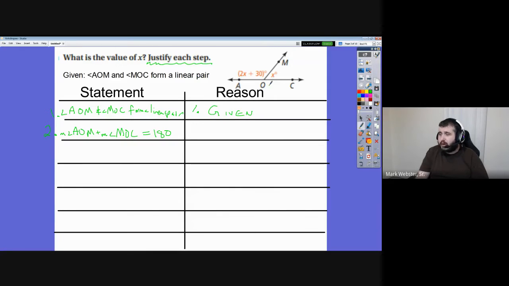You can either say supplementary angles add up to 180, or you could say a definition of a linear pair or something like that. Either way is fine by me. Just what I want you to do is tell me why. It's because this is a linear pair and linear pairs add up to 180, right? That's a linear pair. That's what we were told. And we know that linear pairs make 180.